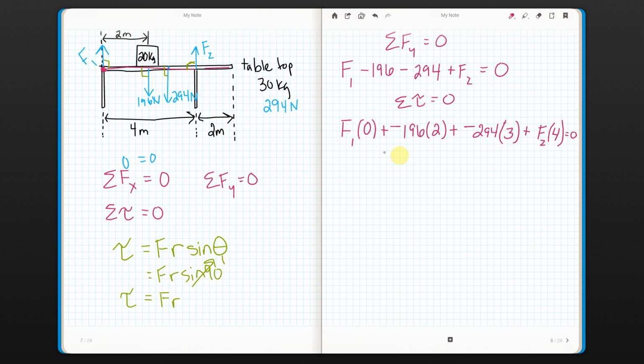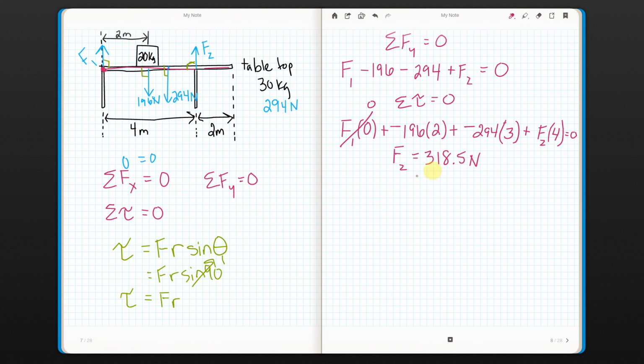Okay, so here's why this was a good place to pick our pivot. If this is F1 times 0, well, this whole term is just 0, which means all I've got is a number, and there's my one unknown. I've got one unknown and one equation. I can solve for the unknown really easily. And if I do, it comes out to 318.5 newtons. I'm totally ignoring sig figs here, don't even worry about it.